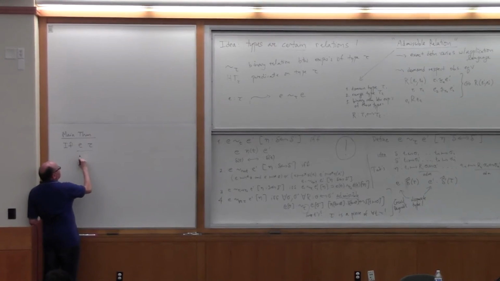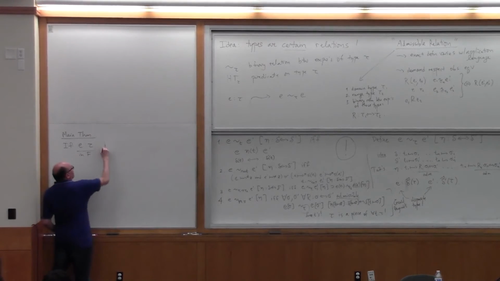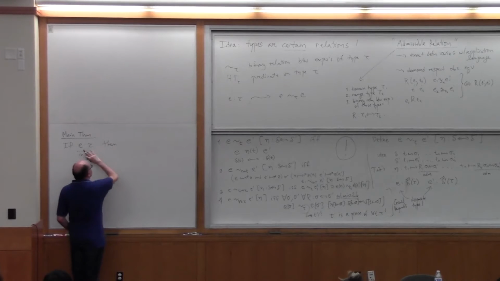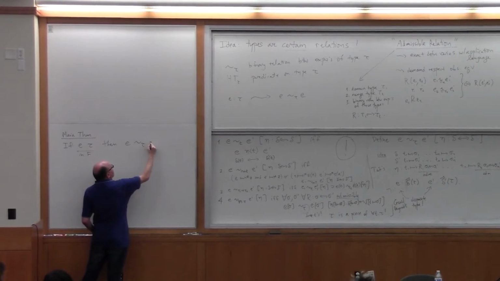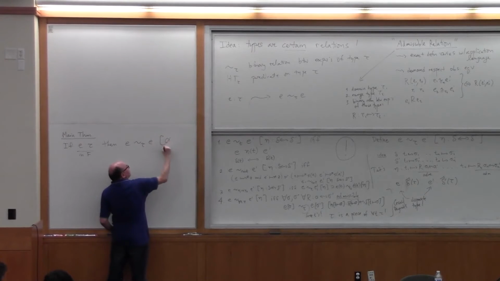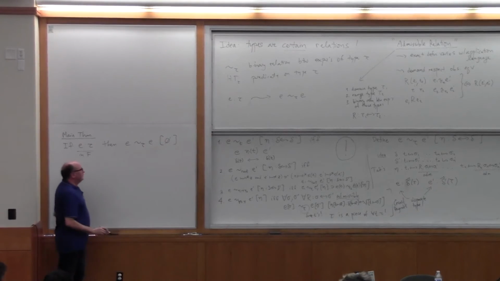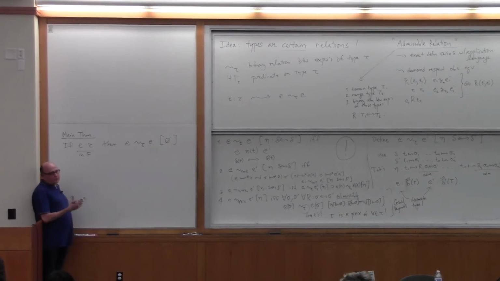If this is in System F, then guess what? If it's a closed thing and it doesn't have any free type variables, it's related to itself at type tau, modulo nothing. Now, to prove this, we have to strengthen the hell out of it.